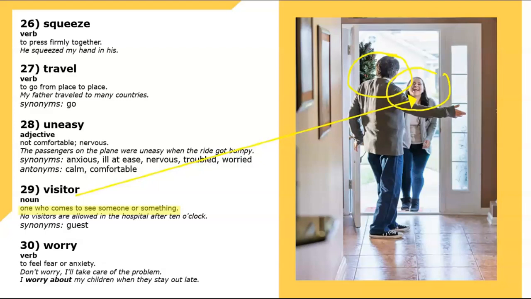Let's take a look at the example sentence. No visitors are allowed in the hospital after 10 o'clock. Sometimes if someone is in the hospital, their family will come to see them. In that case, the family can be called visitors. Another word that we can use is guest. Guest and visitor are synonyms.